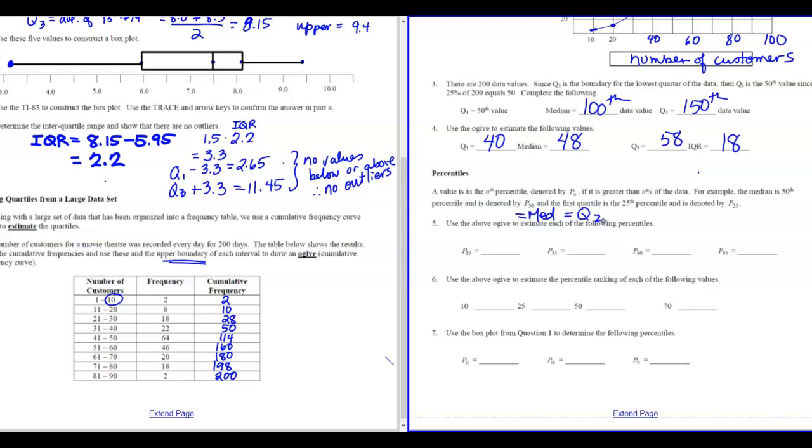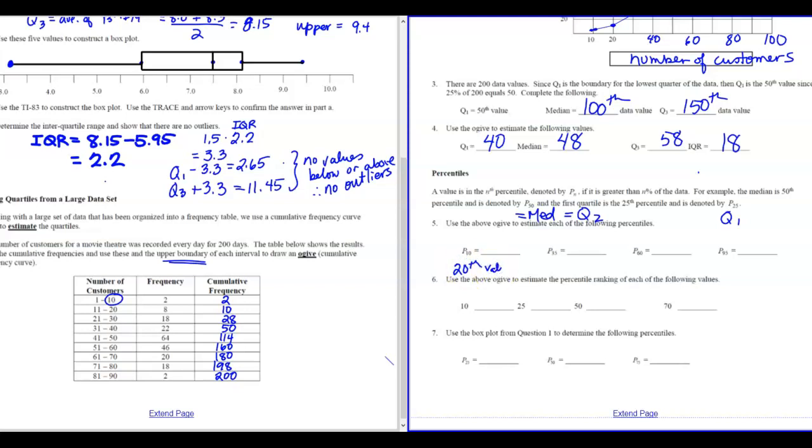The first quartile is the 25th percentile. So P25 is the same as Q1. Okay. Use the above ogive to estimate each of the following percentiles. The 10th percentile means 10% of the data. We've got 200 data values. So 10% of 200 is 20. So we want the 20th value.